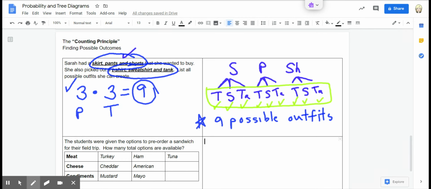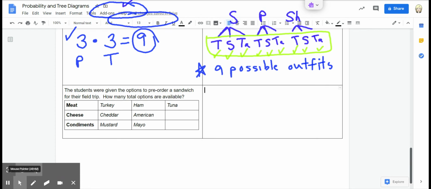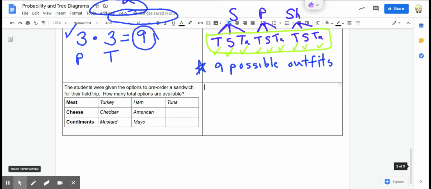Okay, let's go ahead and do another example. So sometimes they're in word problems, and sometimes you get a chart. And this can throw kids, so let's go ahead and look at it. The students were given the options to pre-order a sandwich for their field trip. How many total options are available? This happens a lot when you're going on a field trip. The cafeteria will offer to make you a sandwich. They try to keep it as simple as possible. So they tell you can pick one from each of the options.